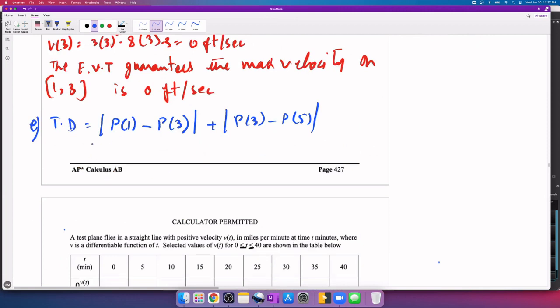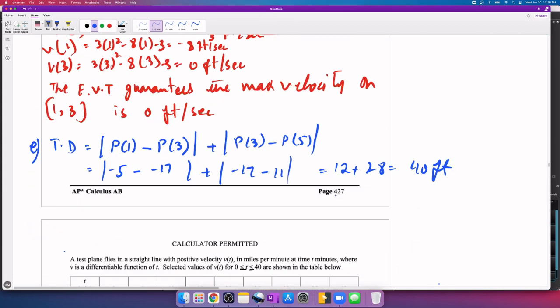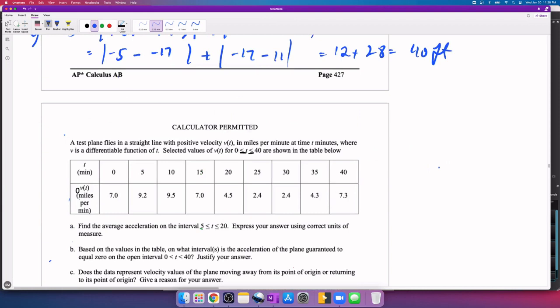So when you plug in everything in the original position, when I plug in 1 in the original position, I got negative 5 minus, I plug in 3, I got negative 17, plus negative 17 minus, and I plug in 5, I got 11. So it will give me 12 plus 28, which is 40 feet. So the particle, now let's explain because they're asking for explain and show. So I already showed them, now I'm going to explain.